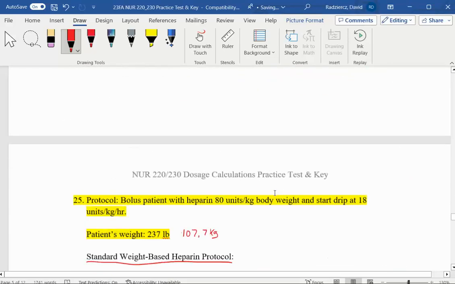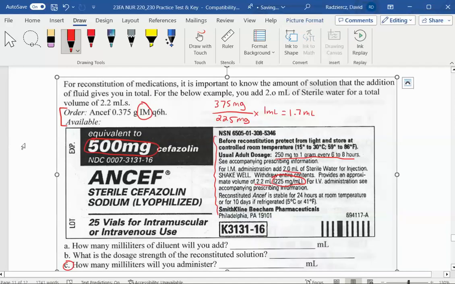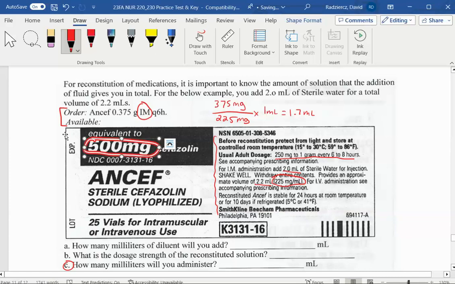reconstitution question is just that the label's a little bit different. So the first thing that stands out when I look at this label is, first of all, I know it's intramuscular because the order says intramuscular. So I know I'm looking for milliliters of this medication. But the label clearly says 500 milligrams. It doesn't say 500 milligrams per ml, per 2 ml, per 5 ml, per 15 ml. We have no idea what it is.